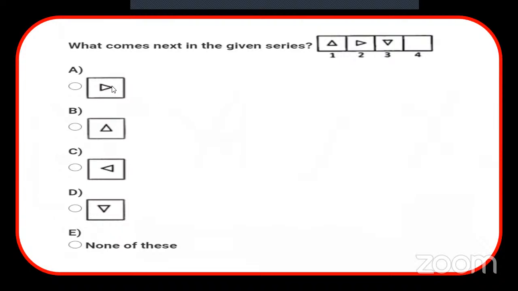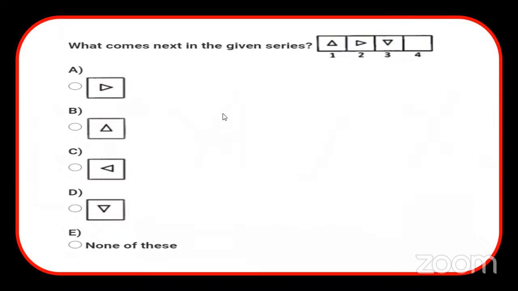Will it be A? Will it be B? Will it be C? Will it be D, or none of the above? Now, I like this explanation from Benedict. He said C because it's going clockwise. I like an explanation. So let's look at it.